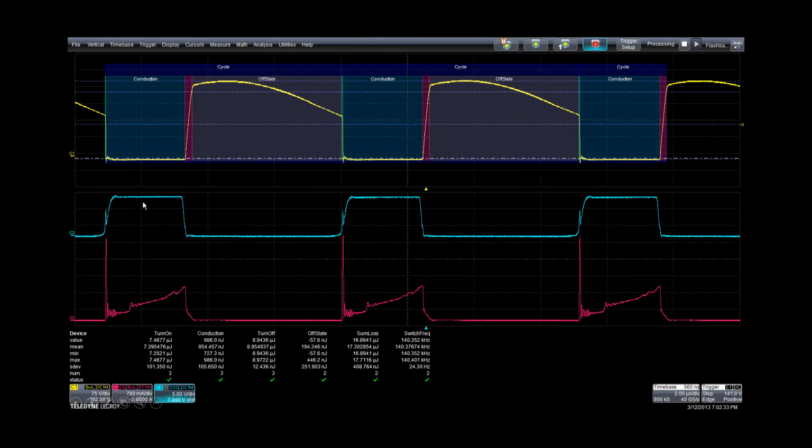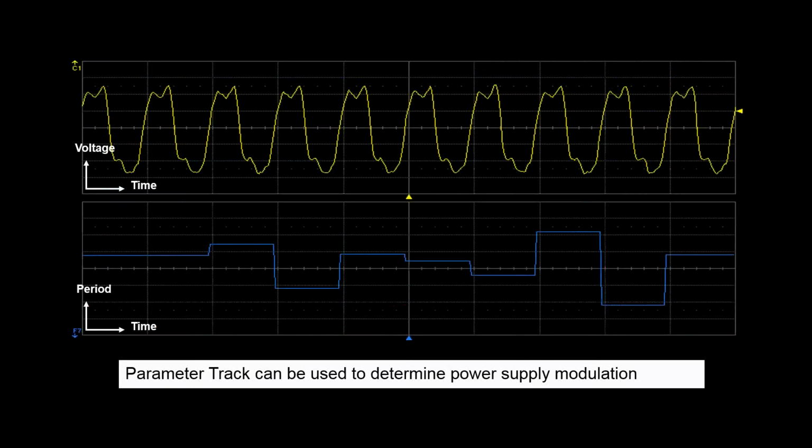So this is an interesting signal to be able to look at here because now we can look at this over longer periods of time and understand the behavior of the control loop itself. So the way we're going to do that is with something called a track function. The parameter track is a math function that LeCroy invented many years ago. What we do is we take a waveform like you have up here, and this waveform is going to be voltage versus time. And we're going to measure some parameter. So in this case, we're going to measure period. We're going to measure the period of every cycle in the waveform here.